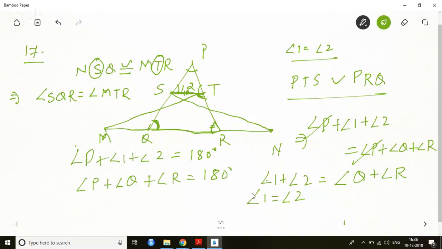You look here, one second. So I can write it that 2 times angle 1. Now you see here what's the criteria I am getting here.